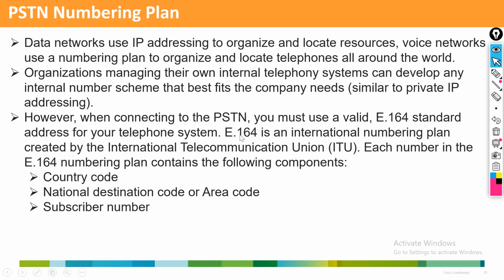Got it? E.164 is an international numbering plan created by the ITU. ITU is the organization, the International Telecommunication Union. They have designed this number. In this number, you will get the country code, national code, and subscriber number. Here is an example. Can you see this one? This is how we get it, right?